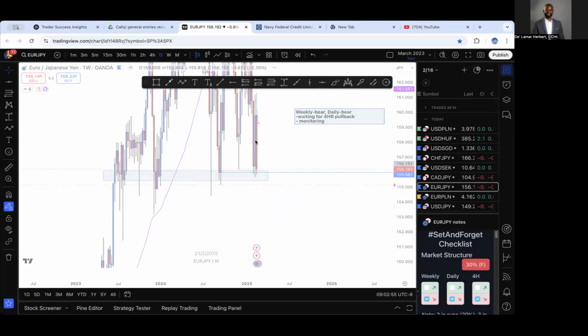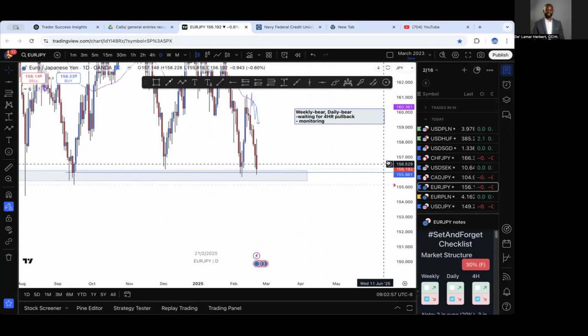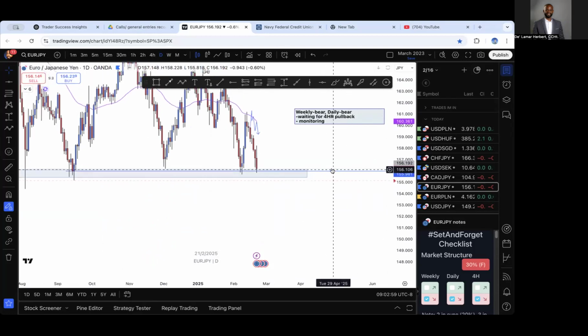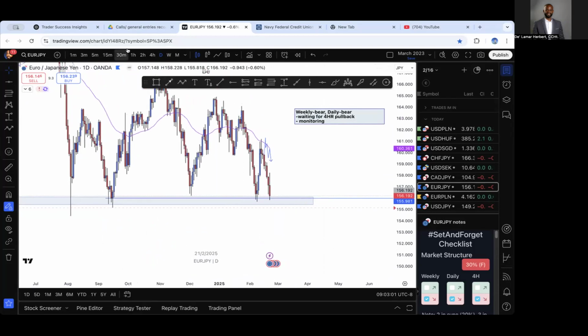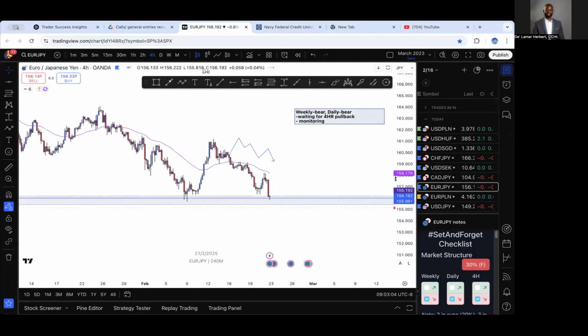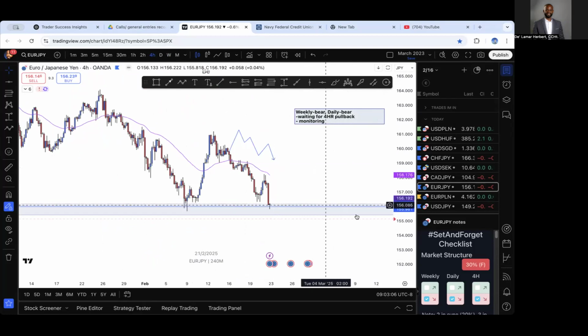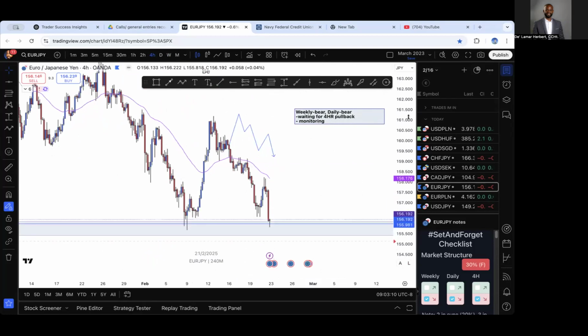Euro JPY. Weekly is at the area of interest. Daily is at the area of interest. They're both bearish. 4-hour is there. I think I did this already, but yeah, just looking for more of a pullback.